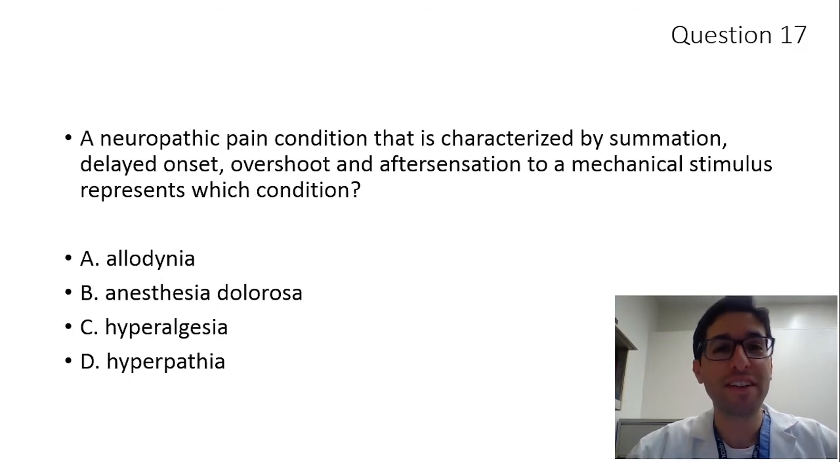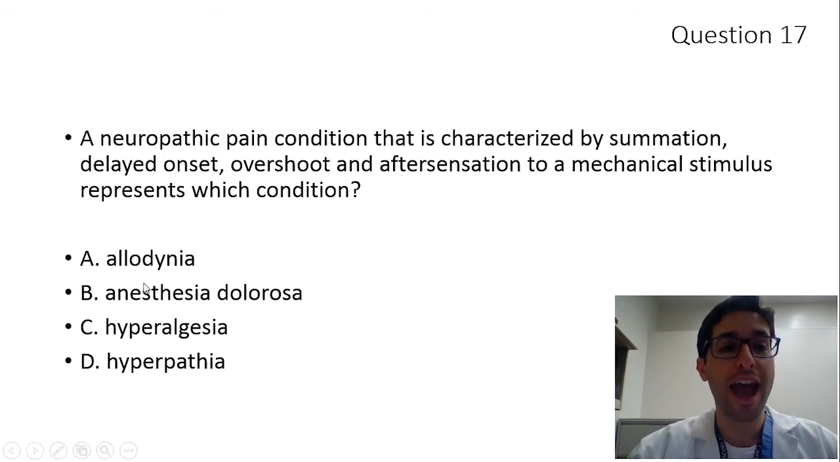All right, question 17. A neuropathic pain condition. Oh, these are tough. You ready? Neuropathic pain condition that is characterized by summation, delayed onset, overshoot after sensation to a mechanical stimulus. Okay, they're asking you for definitions, and this is a tough one. I'll give it to you. But it's a great reason to review all these definitions. So A, allodynia. Allodynia means pain from a stimulus that should not cause pain. So you touch your face, you have pain. That's allodynia. So it's not that.